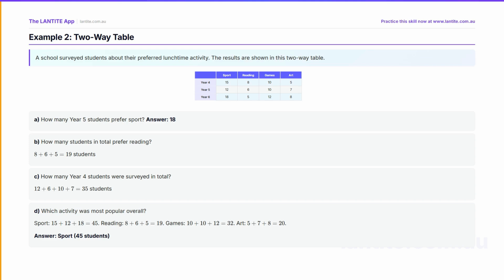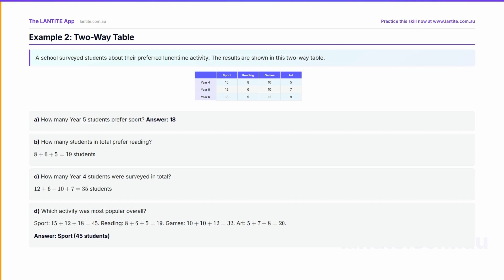Now let's tackle a two-way table. This shows preferred lunchtime activities by year group. Part A asks how many Year 5 students prefer sport. We find Year 5 in the row labels and sport in the column headers. Where they meet, we get 18. Part B asks for the total who prefer reading. We add down the reading column. 8 plus 6 plus 5 equals 19.